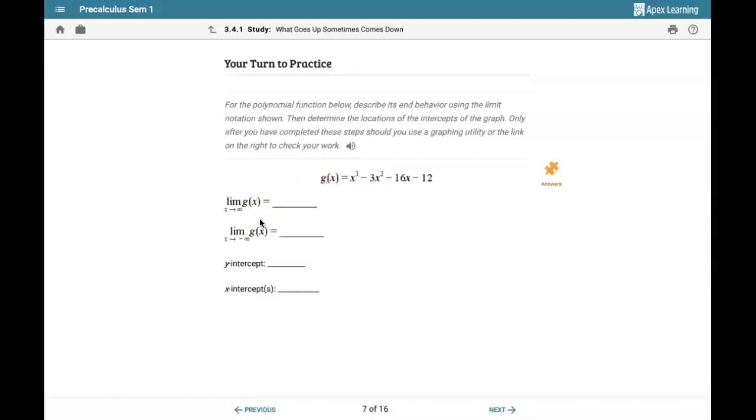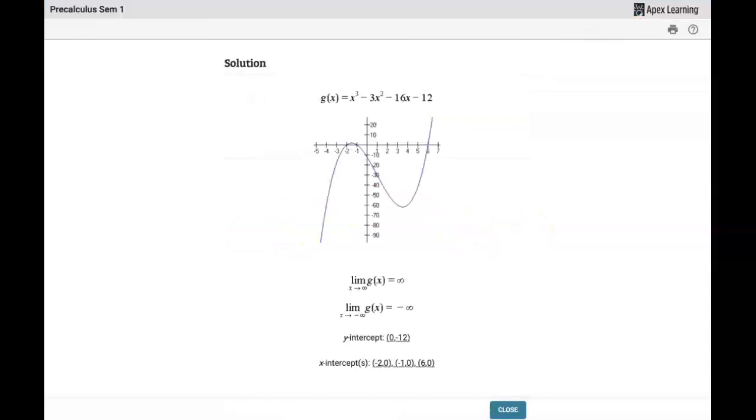And since our exponent there is 3, which is odd, that means our left-hand side is going to have the opposite of our right-hand side. So as we go towards negative infinity, or go to the left, the graph is also going to go down, towards negative infinity.